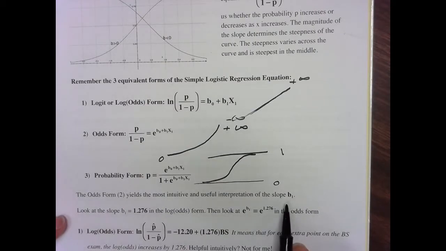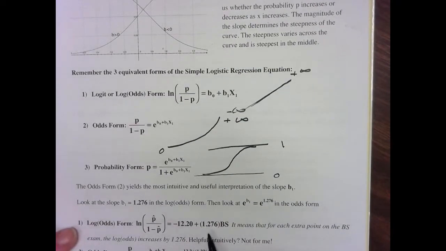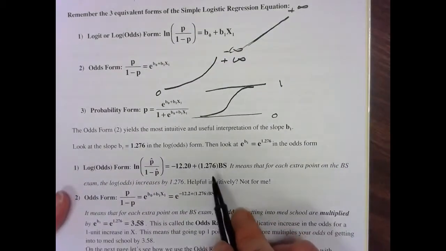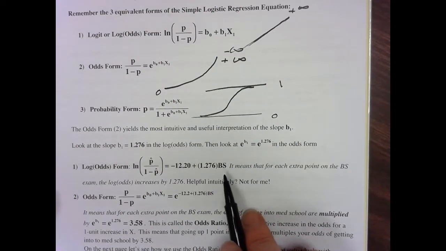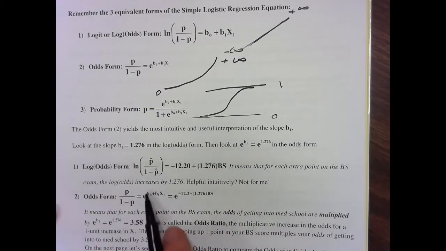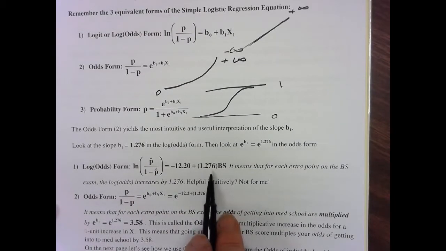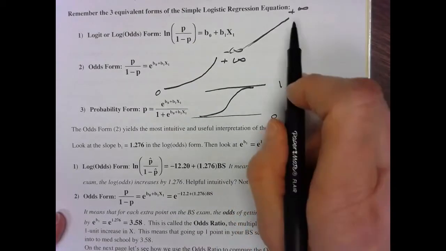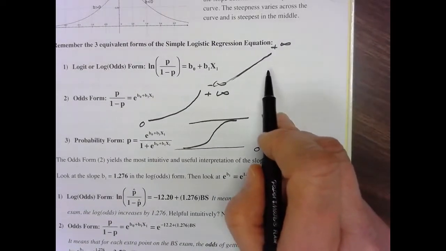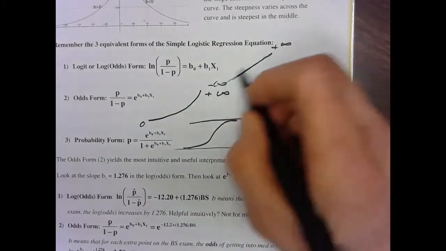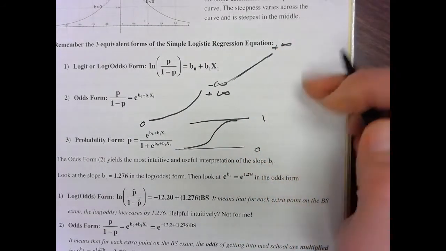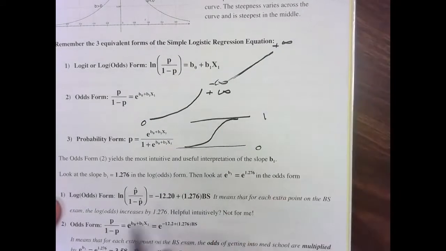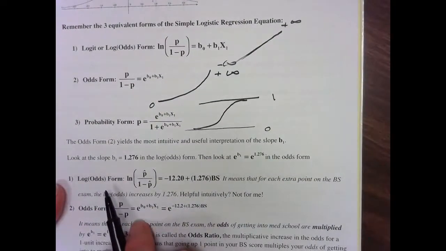So you'd think that this would be the most intuitive interpretation of the slope right here, because here we have a line. So this means that for each extra point in X, in this case your biological science score, the log odds increases by 1.276. That just means the log odds changes by a fixed additive amount, the way slope usually does. That's very easy to interpret as a slope, but people don't like to think in terms of log odds. It's not intuitive to them.